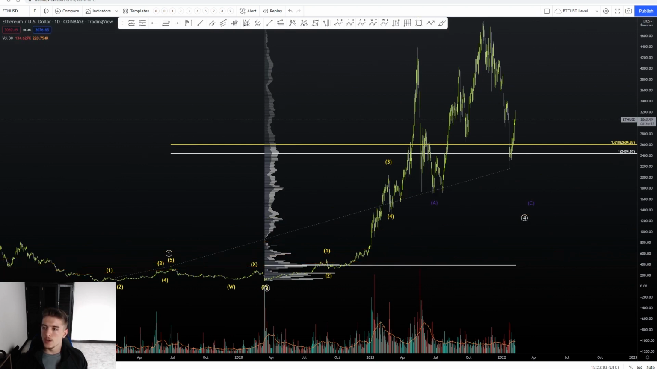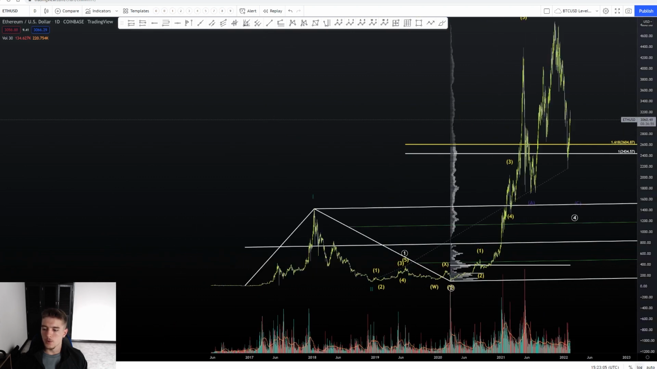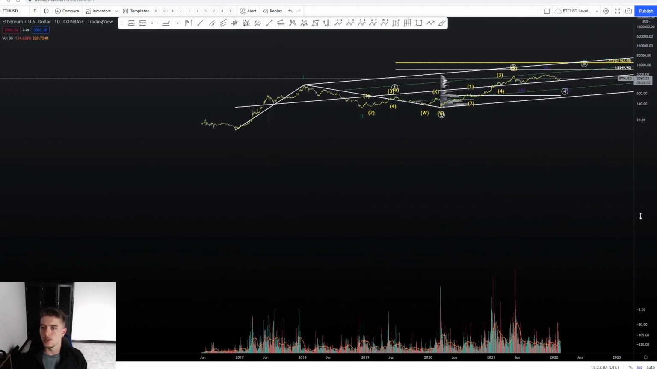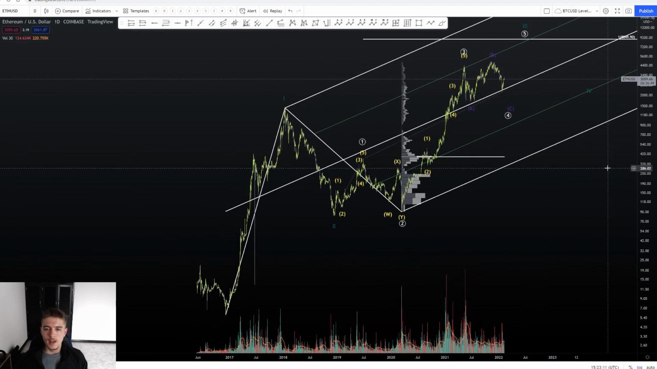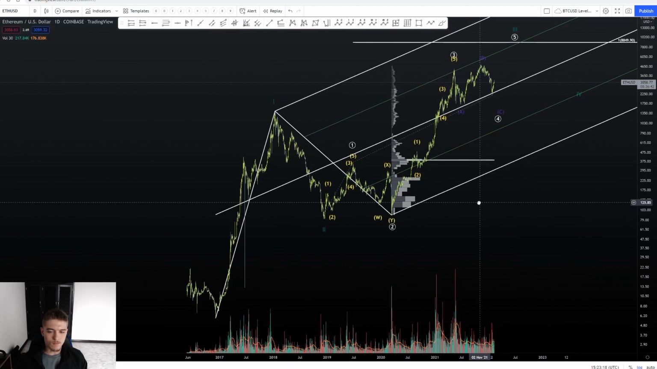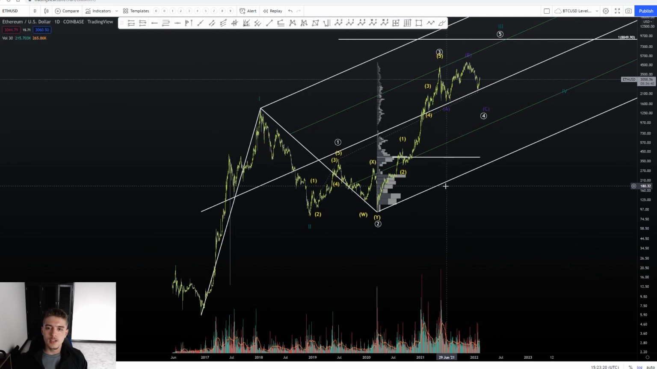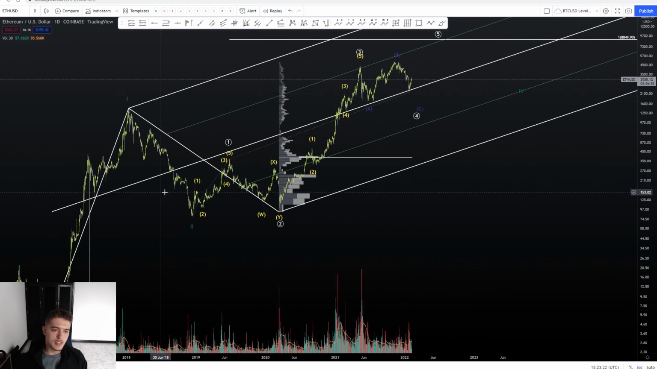Now, another thing we could be looking at would be this pitchfork right here. Let's zoom out a little bit. This would be on log scale, and I kind of like this pitchfork. It would be taken from this low as well to the top of this wave 1 to the bottom of this wave 2. And what we can see is that this midline has been respected decently for the most part.